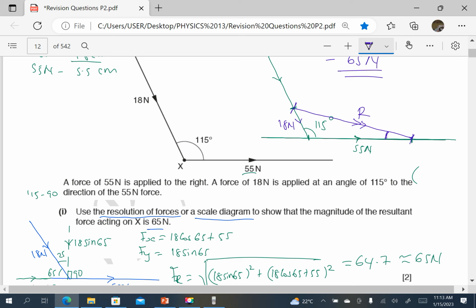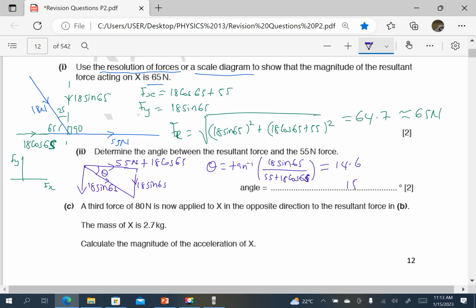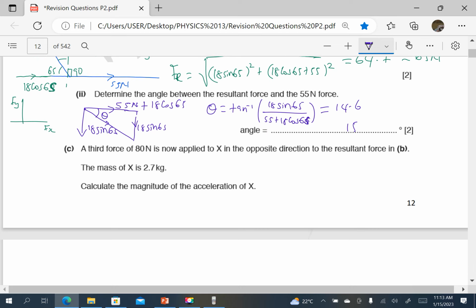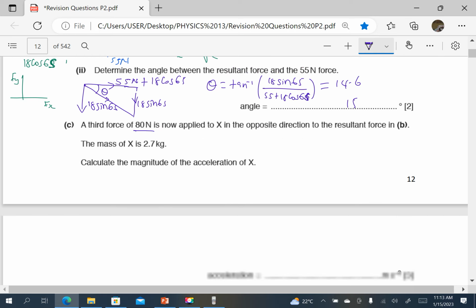Actually, it is 15. So theta is actually 15 using a protractor. So you can also verify that. A third force of 80 Newtons is now applied to X in the opposite direction to the resultant. Remember, the resultant is 65 Newtons.